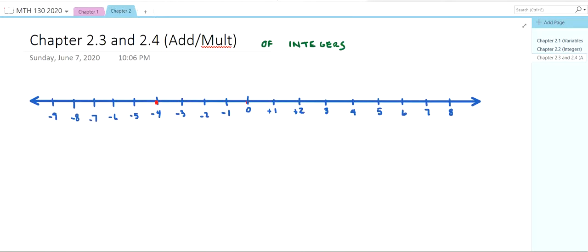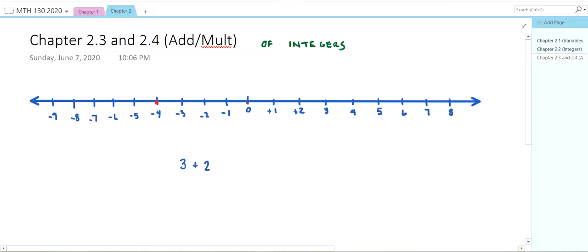Okay, in section 2.3, we're going to talk about addition and subtraction of integers. And in section 2.4, we'll talk about multiplication and division of integers. I'm going to combine these onto one page here. And let's begin by looking at this equation.